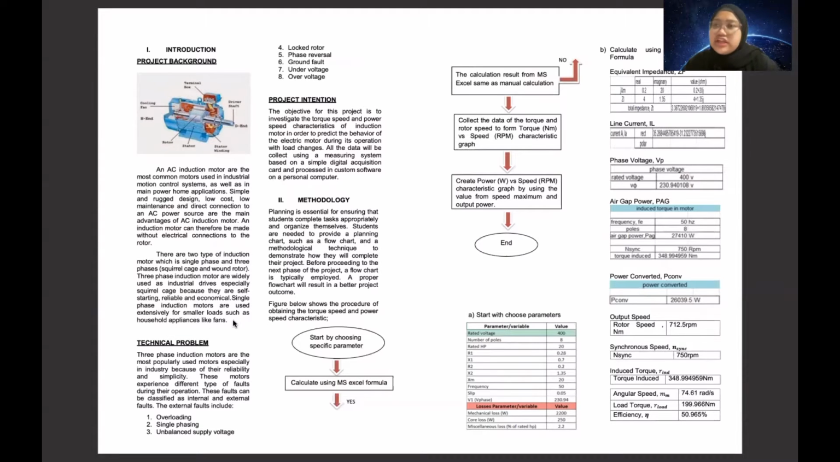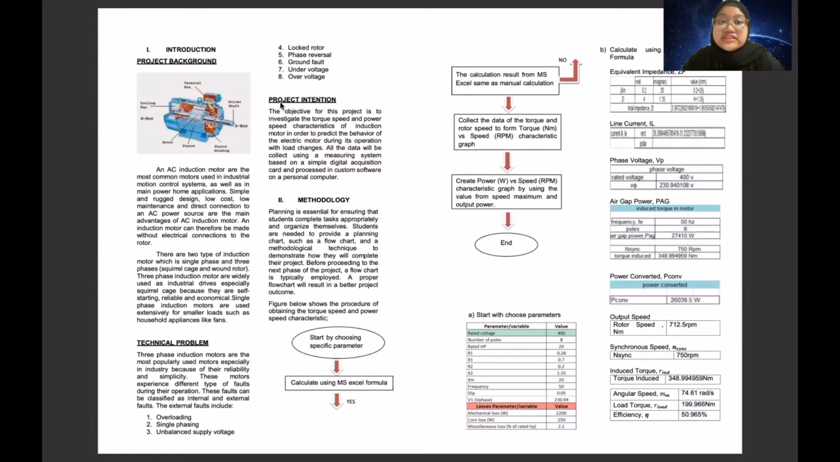So basically we face problems using this motor, such as technical problems, as we include here: overloading, single phasing, and unbalanced supply voltage. So this is basically what happens as the technical problems in this motor.